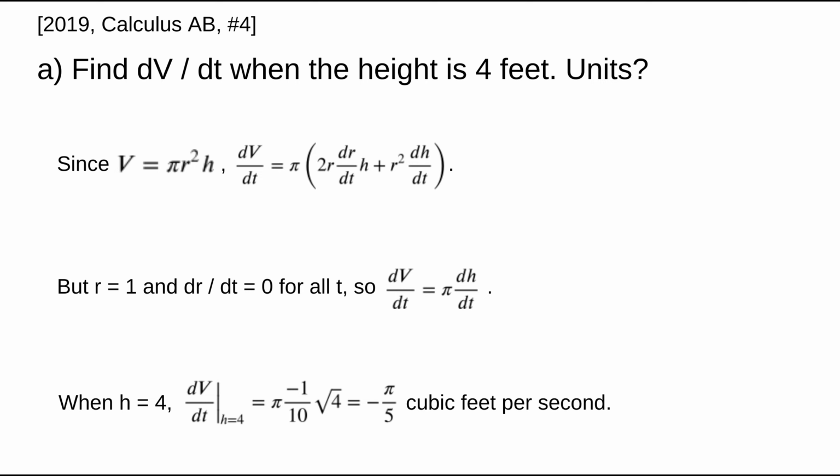So when the height is 4 feet, the volume of water in the rain barrel is decreasing at a rate of pi over 5 cubic feet per second.